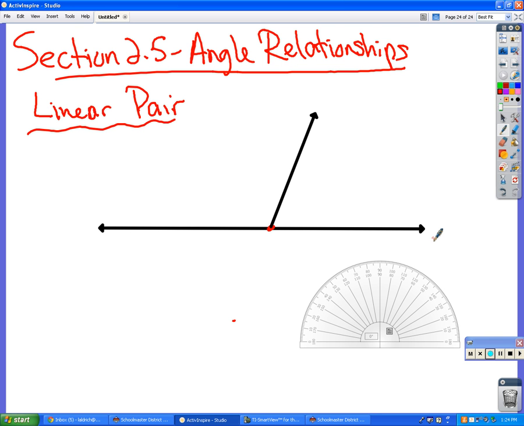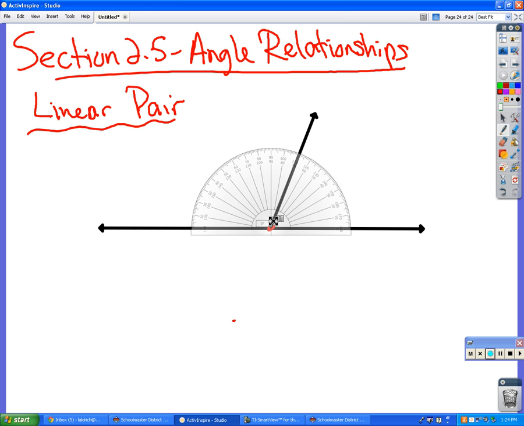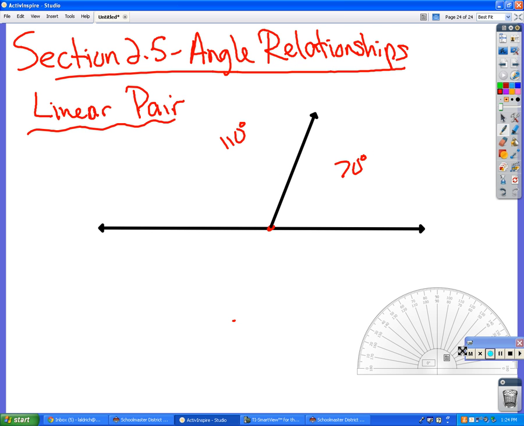All right? And so what we're going to do now is make a little discovery about linear pairs, which, like I said, you already kind of know. What I would like you to do is take your protractor that I gave you and measure each of the angles. So measure this one right here and get 110 degrees, and measure that one right there and get 70. Take your protractor and measure each one of the angles that you drew.